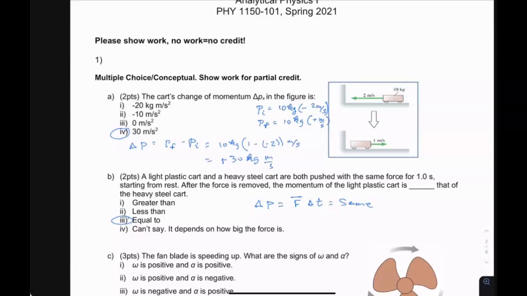So the change in the momentum is equal to P final minus P initial, which is equal to the mass times the final velocity, 1, minus the initial velocity, which is minus 2. So we have 1 plus 2, or 3 times 10. And the answer is 30 kilogram meters per second.